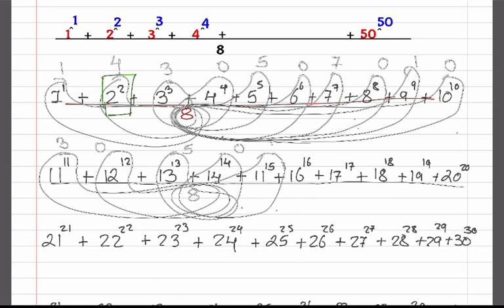1 raised to 1 plus 2 raised to 2 plus 3 raised to 3 plus 4 raised to 4, going up to 50 raised to 50, is being divided by 8. The question is, what is the remainder for this? Whenever we see a bigger number, what do we do? We try and split it up. So I find out the first remainders.